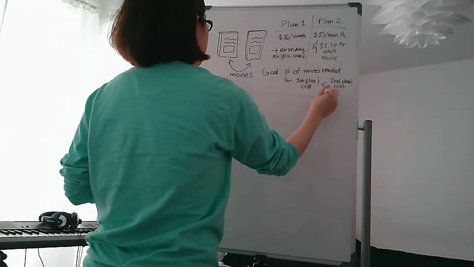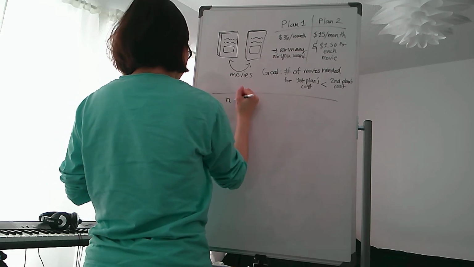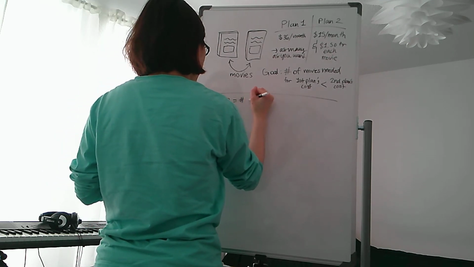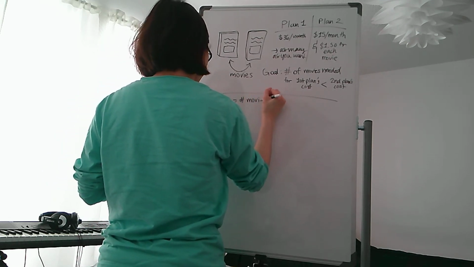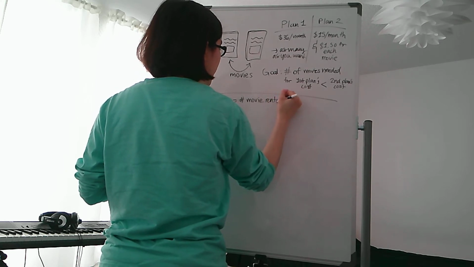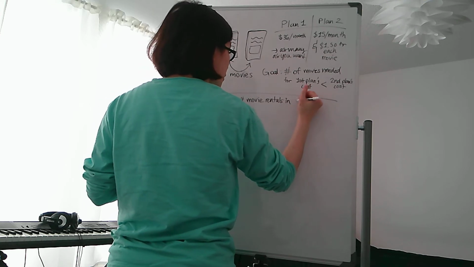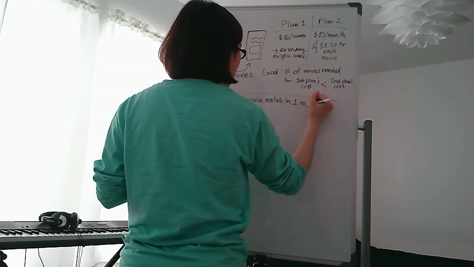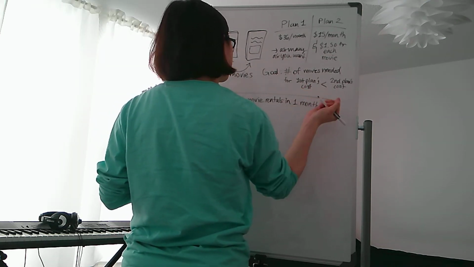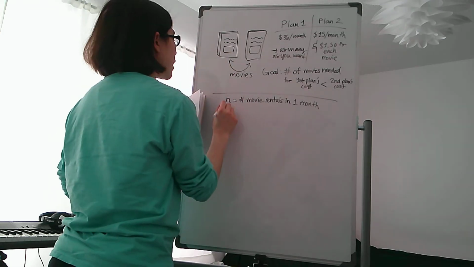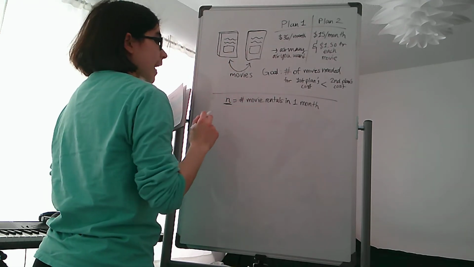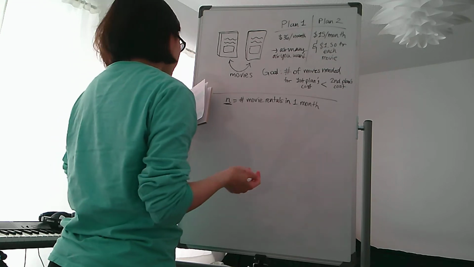So how we can define this is I'm going to let n equal the number of movie rentals in 1 month. So n is just our variable. You could use x, a, b, or c. It doesn't really matter as long as you have some kind of variable to represent that. But for this problem, to make it easier, we're going to say n for number of movie rentals.